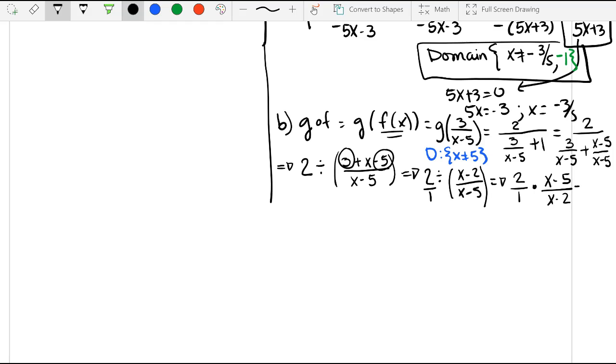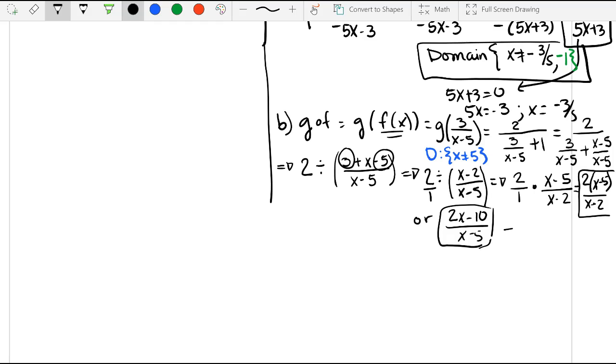And from here, you can do a couple of things. You can write 2 times x minus 5 all over x minus 2. That could be your final answer. Okay, you can totally box that up. Or you could distribute your 2. So 2x minus 10 all over x minus 2. That could also be your answer as well. It doesn't really matter if you distribute or factor. Either way, it's the simplest form that it can be.